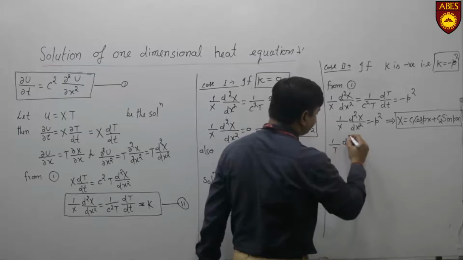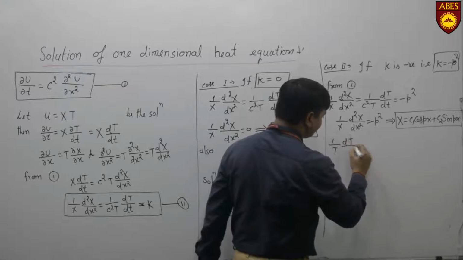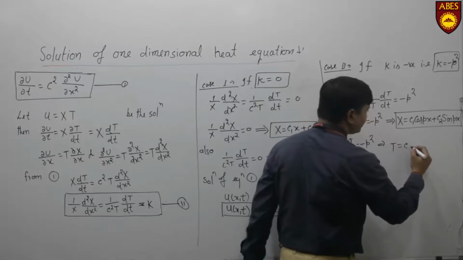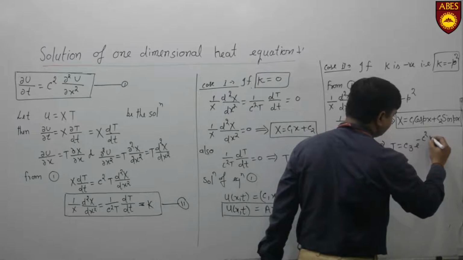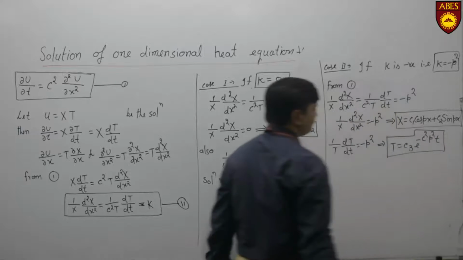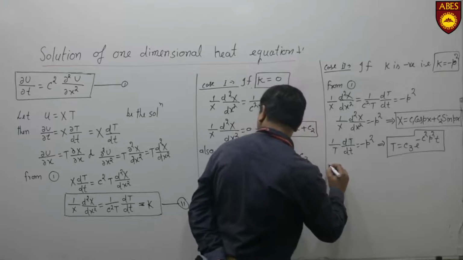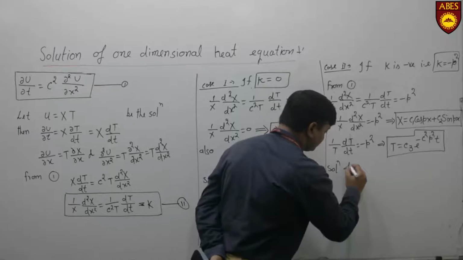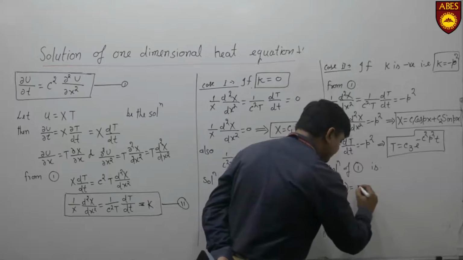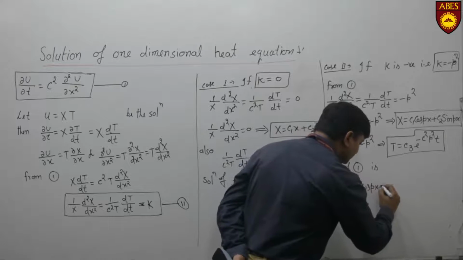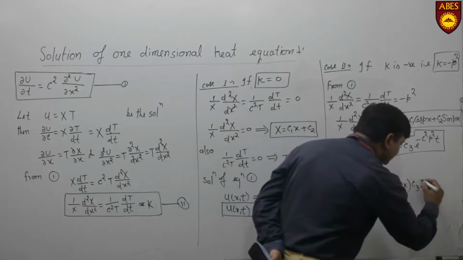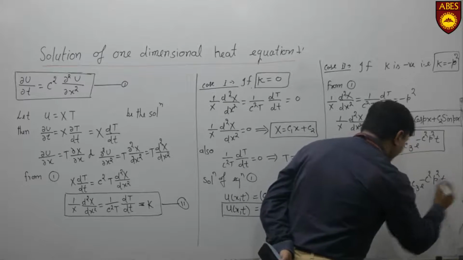Again, if we take the term of t, we get T = c3 e^(-c²p²t), and the complete solution of equation number 1 may be given as u(x,t) = (c1 cos px + c2 sin px) c3 e^(-c²p²t).